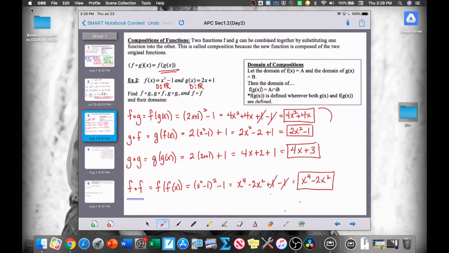And then again, we should put a little note here that the domain for all is what we would call A intersect B, which is x equals all reals, or if we wanted to write it in interval form, negative infinity to positive infinity.